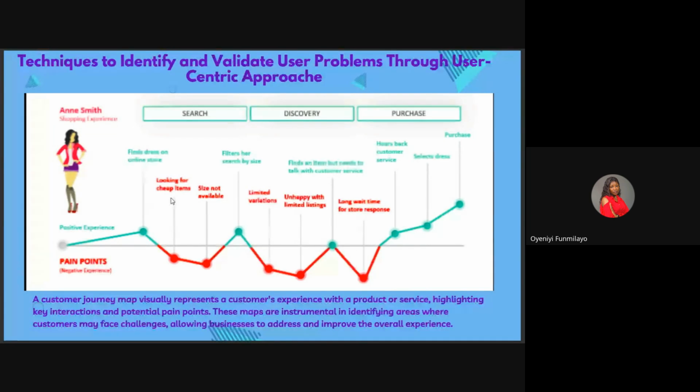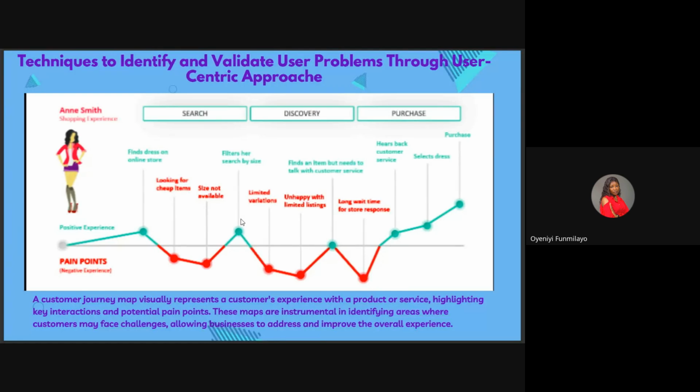So the first thing Annie did was find a dress on the online store. What is she looking for? She's looking for a cheap item. She did not see it. So what's that? It's a negative experience for her. The size that she wants is not available. It's also a negative experience for her. And then she filtered her search by the size. The fact that she was able to filter is a positive experience for her, because on some apps you might not even be able to filter at all. And if you cannot filter, what will happen? It's a negative experience.